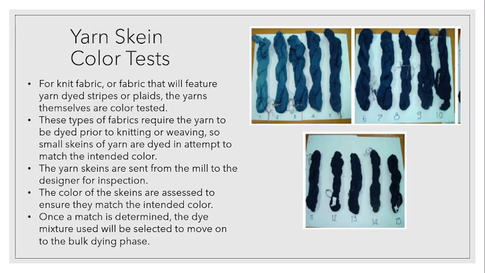If no match is good enough, similar to the lab dips, comments will be made, and the process repeated until an exact match is found. The yarn skeins are sent from the mill to the designer for inspection. Once a match is determined, the dye mixture will be used to move on to the bulk dyeing phase, where all of the yarns for the fabric will be dyed.